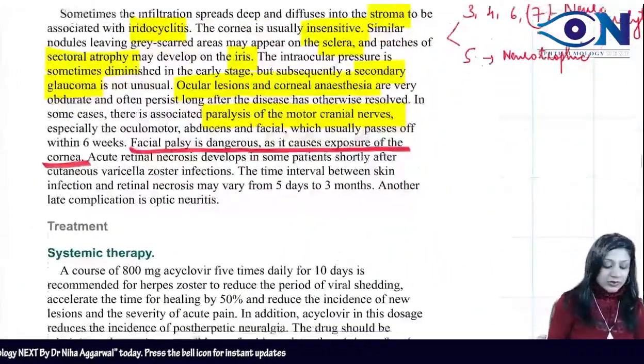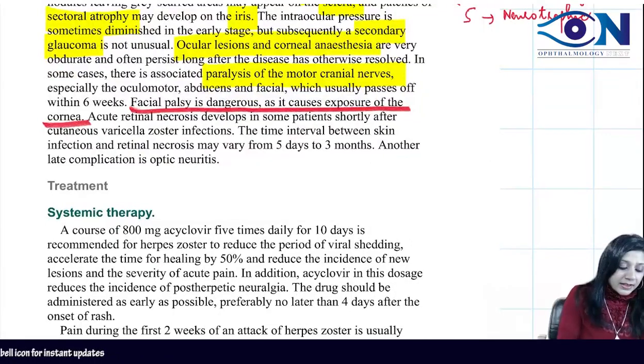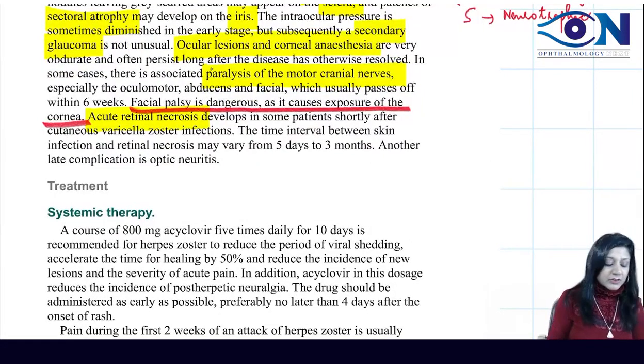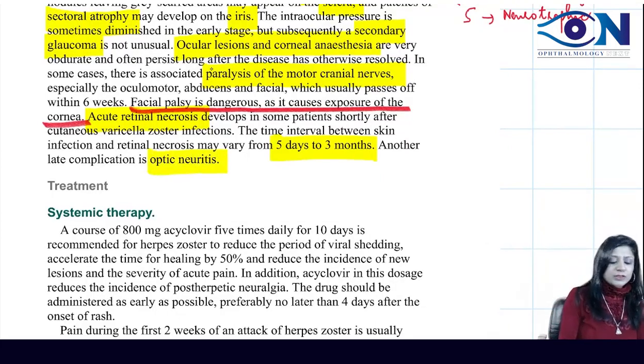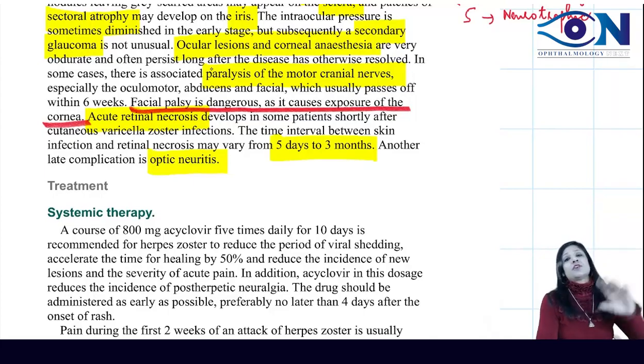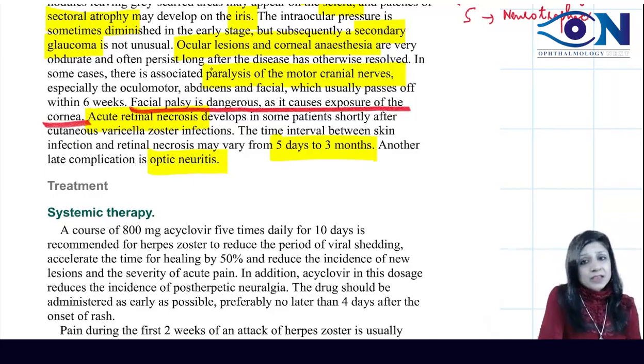Acute retinal necrosis can also take place in some patients. The time interval between skin infection and retinal necrosis can be from 5 days to 3 months, and finally it can also cause optic neuritis. So a wide variety of complications, and more systemic, are found in herpes zoster.